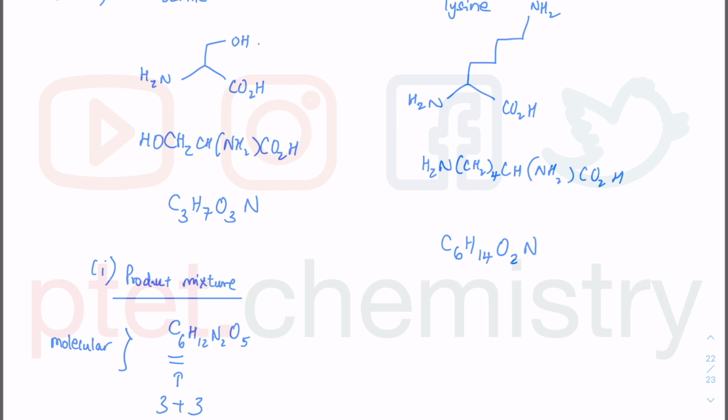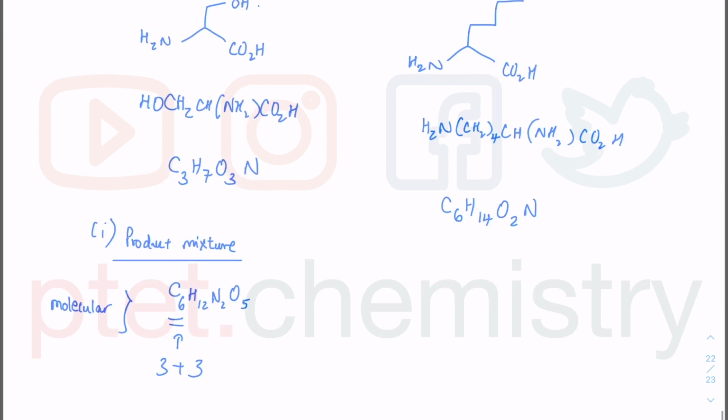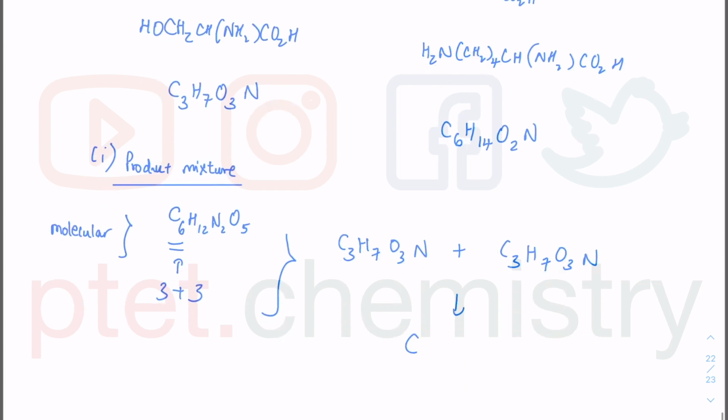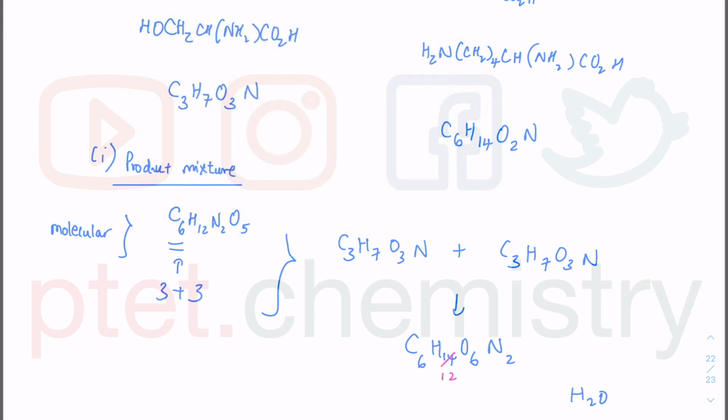But then, if I am just looking at condensation between the H2N and the CO2H, then I'll just get one product. Am I correct? Let me see. When we do condensation, C3H7O3N, if I add another C3H7O3N, the total number of carbons is 6, hydrogens is 14, then O6 and N2. I need to take out H2O because it's a condensation reaction. So 14 becomes 12, and O becomes 5. That is how I get one H2O removed. So I need to do one-time condensation.